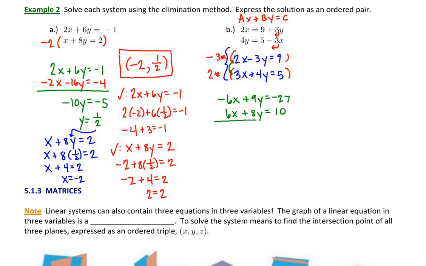So when I add them together, the x's are going to cancel. And we're going to end up with an equation in one variable. 9y plus 8y gives me 17y. Negative 27 plus 10 gives me negative 17. We can solve for y by dividing both sides by 17, and it looks like the y coordinate of our solution is negative 1. Now we can use back substitution to find the value of one of the other variables.